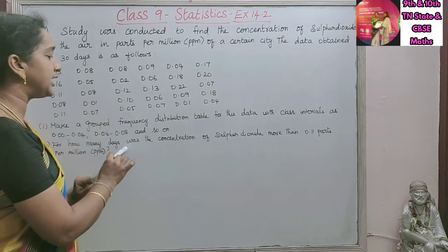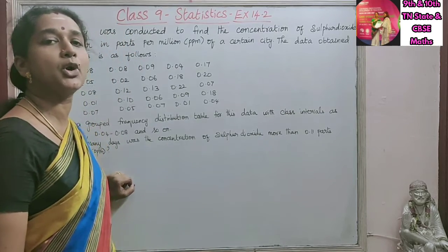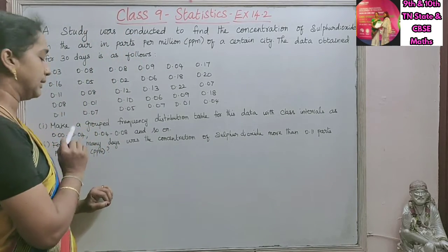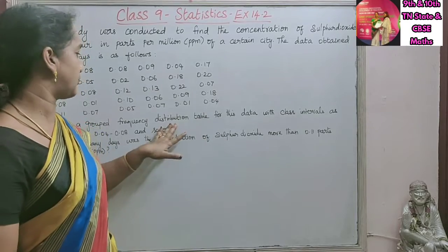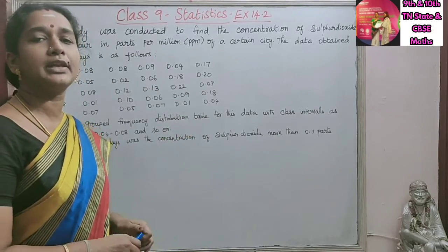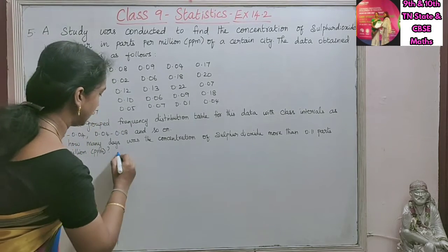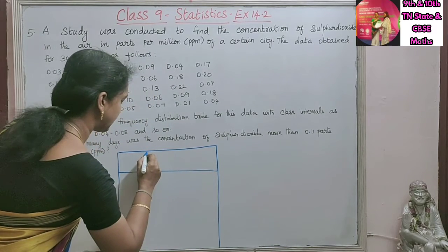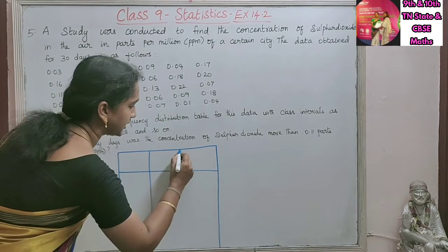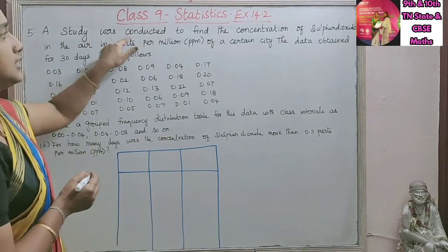For how many days was the concentration of sulfur dioxide more than 0.11 parts per million? So two questions are there. The first one is to find the frequency distribution table for the given data. So we will draw a tabular column. The first column is for the given data, the second one is tally marks, and the third one is frequency.